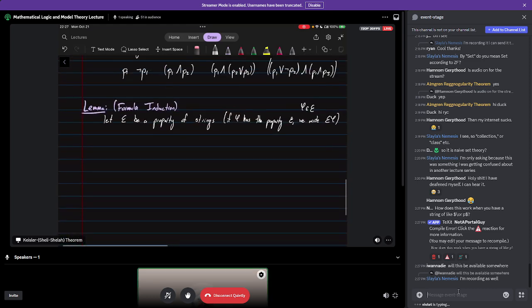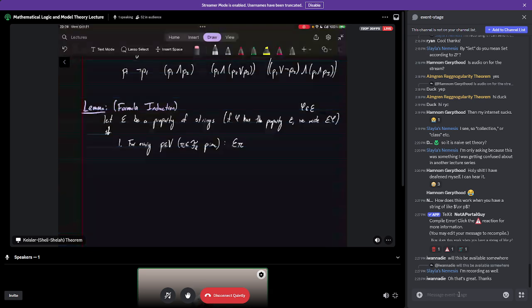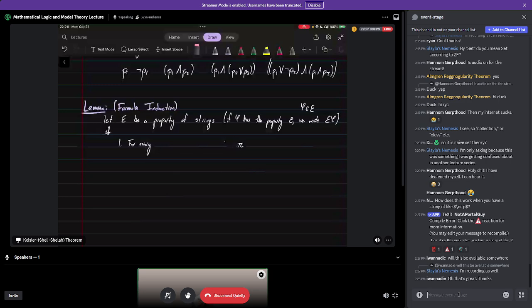Okay, so let E be a property of strings such that, one, for every P in V, or I can also write, adopting this notation, pi in FL prime. I'm saying that I have a prime formula. A prime formula is the same as a propositional variable. So for every prime formula, E pi. Every prime formula has this property.